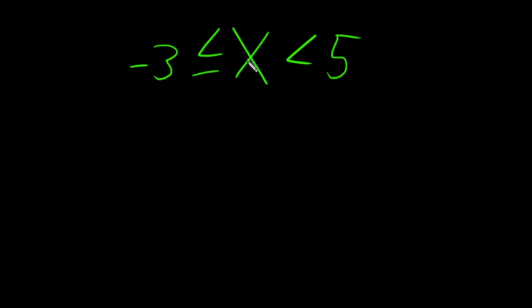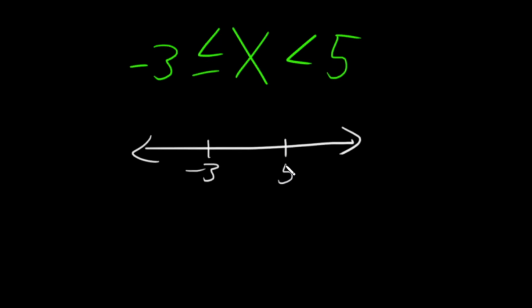In this case, x would be greater than or equal to negative 3, and still less than 5. First, let's plot those two numbers on a number line. If negative 3 is over here, then 5 needs to be somewhere to the right over here. First, let's do the circles, and then we'll do the shading.